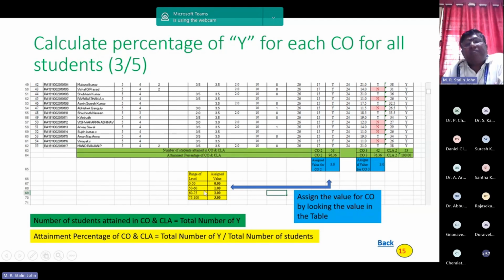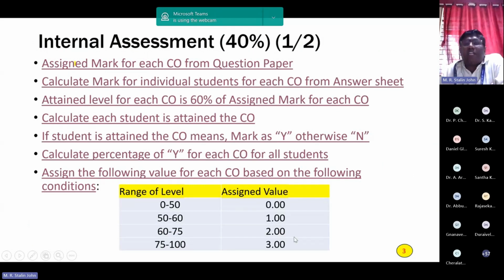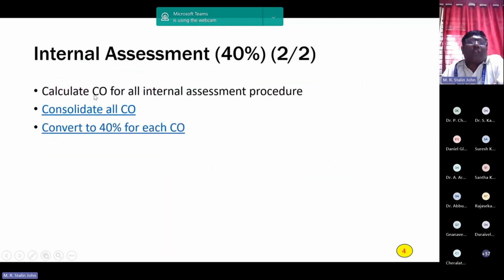Now we have the range of levels: 0 to 50 is level 0, 50 to 60 is 1, 60 to 75 is 2, 75 to 100 is 3. So this value here, 96.36, falls in the range of 75 to 100. So it is 3. Similarly, 76.36 also is 3. So we are assigning by looking at the table. The formulas are given, the values are assigned, and we calculate the CO for all the internal assessment procedures.